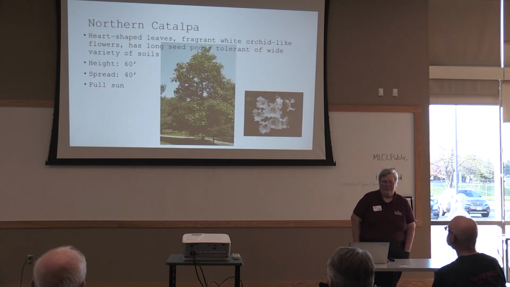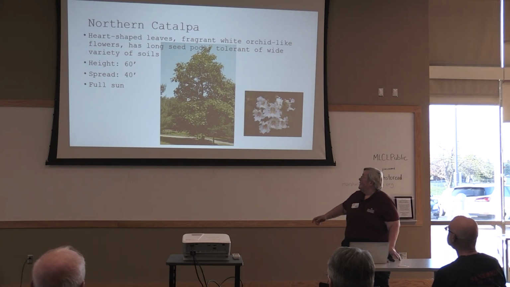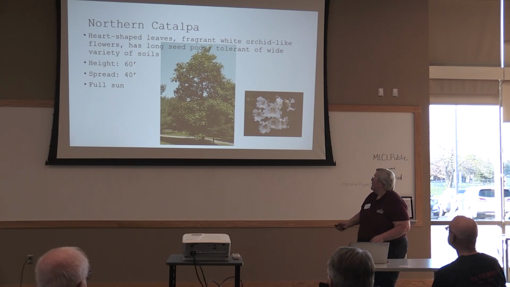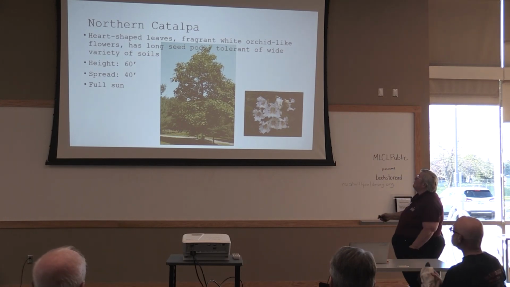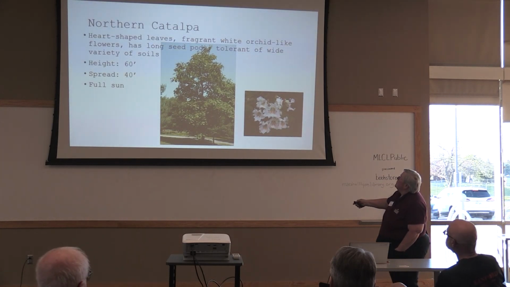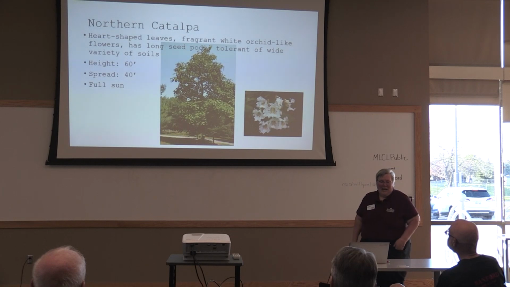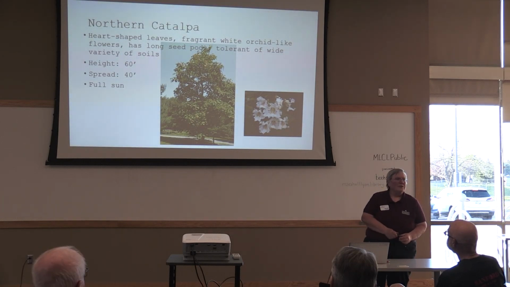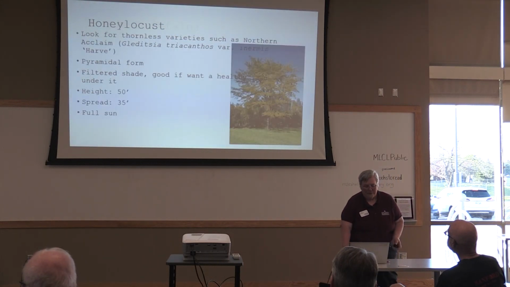Northern catalpa. This is another fun tree. It has heart-shaped leaves. And these flowers, they look almost like orchids. They're very fragrant. It does have long seed pods, which you can see right there. Doesn't bother me, they're kind of fun. Tolerates a wide variety of soil, so it does well in an urban environment. 60 feet high, 40 feet wide, needs full sun. Most trees need full sun.